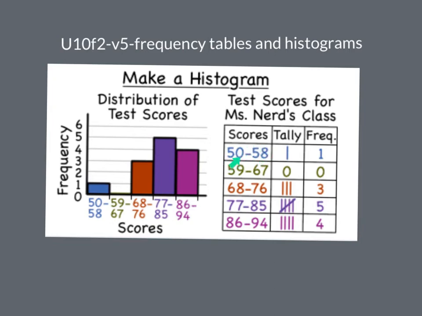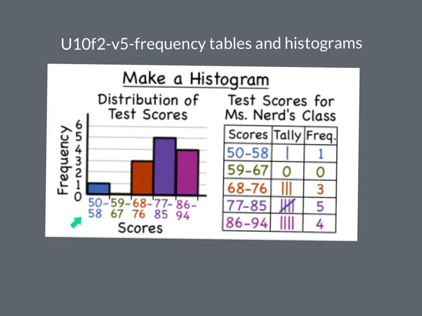So here we have the interval from 50 to 51. There was one number in that score for that grade. 59 to 67, there were none. 68 to 76, they had 3 tallies, and then they just wrote the number 3. And you don't have to do the tallies, it's really up to you. And then this information is put over here.